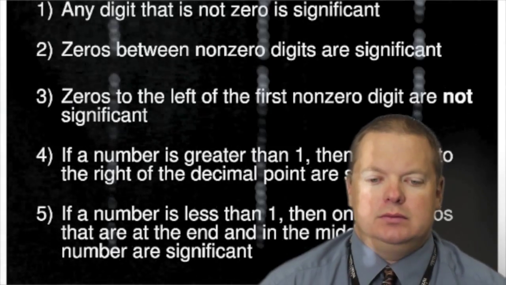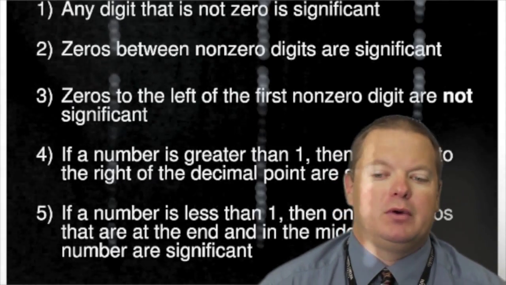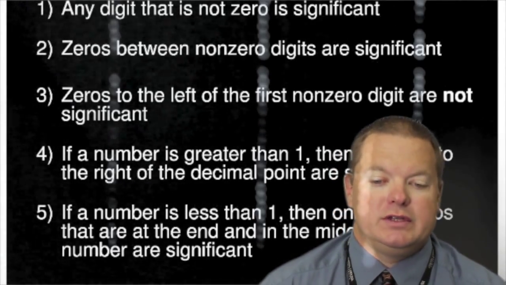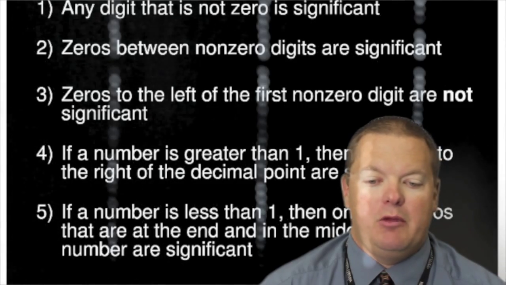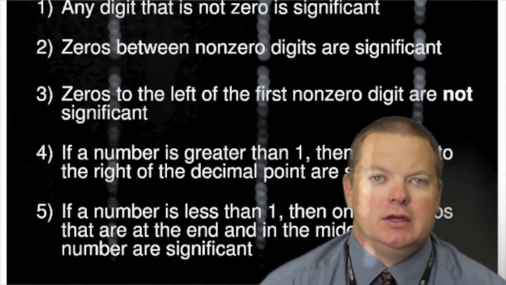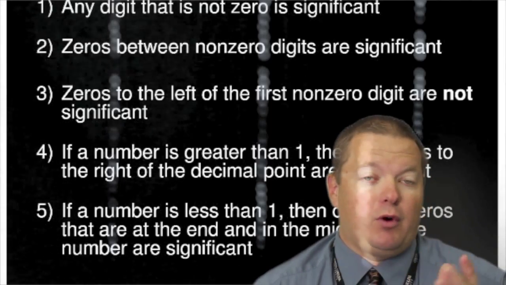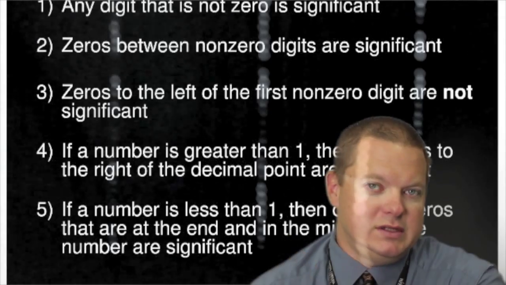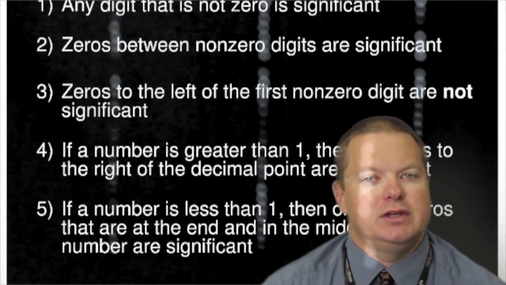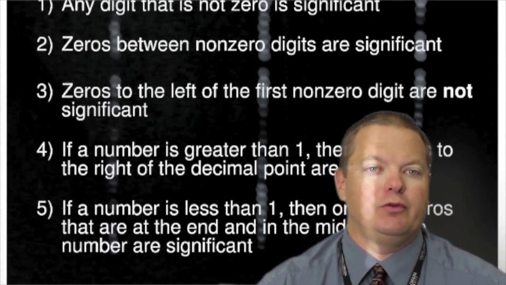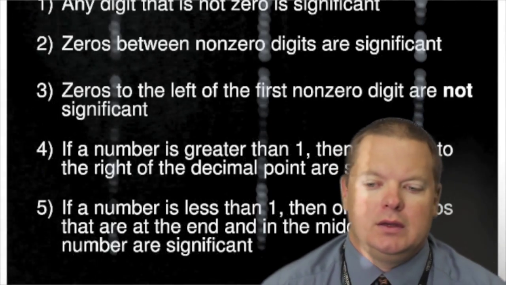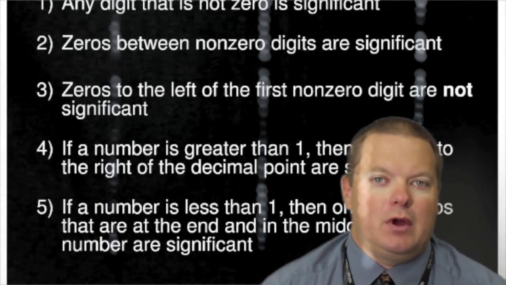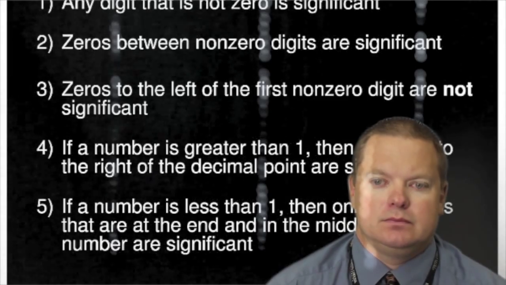And number 5, if a number is less than 1, then only the zeros at the end and in the middle of the number are significant. So if we look at an example like 0.0110, that would have 3 significant digits because all of those come to the right of other significant digits. Okay?